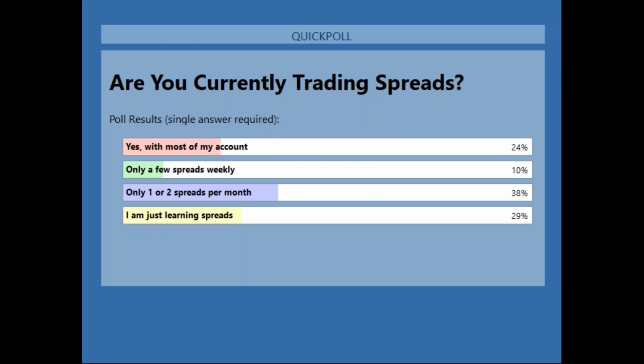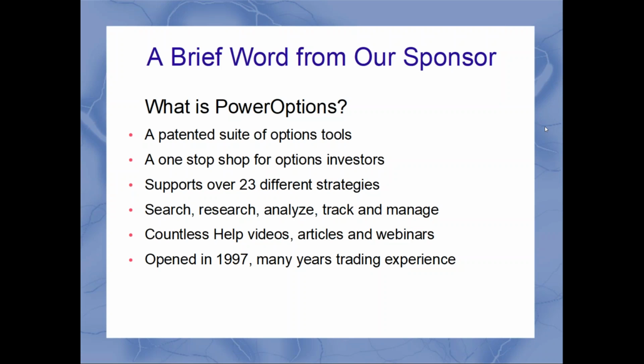Let me share the results with everyone. It looks like 24% of you, well, this is almost a fourth of us, are doing credit spreads with most of your account set aside. Okay, 10% of you are doing a few spreads on a weekly basis. 38% of you do 1 or 2 spreads per month, maybe to help enhance your returns, other strategies. It's fantastic. And 29% of you are just learning spreads as well. Okay, let me go ahead and hide that, and I'll check something real quick here.